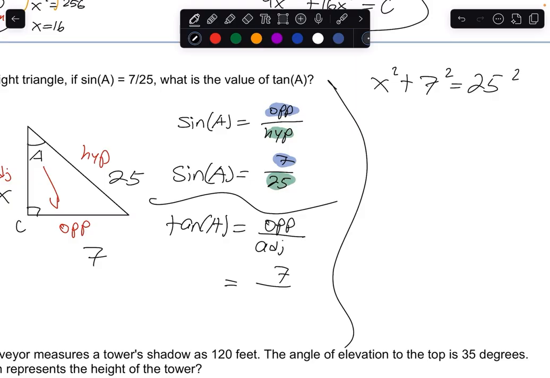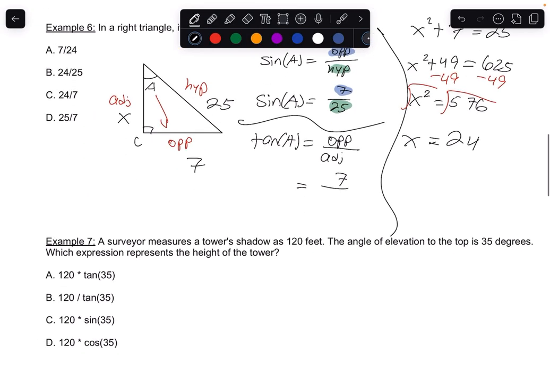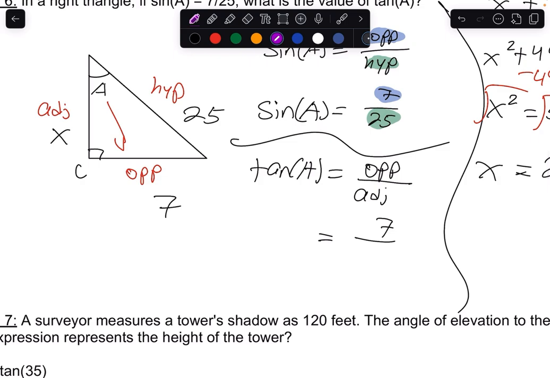Calculators, we love them for a reason. So X squared plus 49 equals 625. Subtract 49 on both sides because you want to solve for X. 625 minus 49 is 576. From there, you notice that, oh, it's an X squared. You want to solve for the value of X. So the square root of X squared is X, and the square root of 576 would be 24. All that to say, hey, in your picture, the value of X is 24.